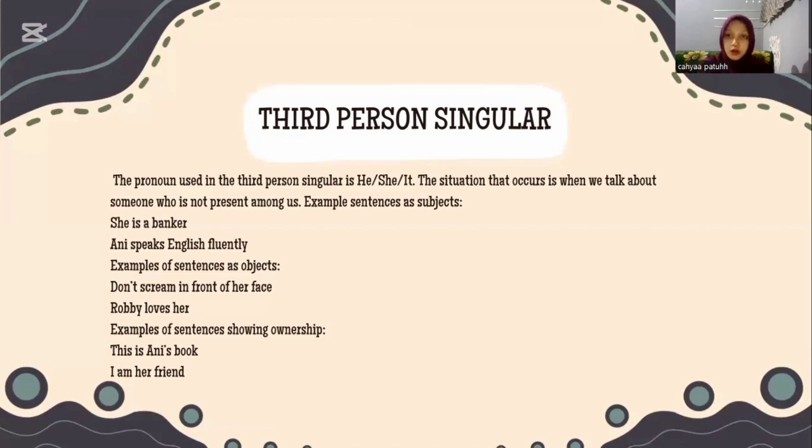Example of sentence showing ownership: This is Annie's book, and I'm her friend.